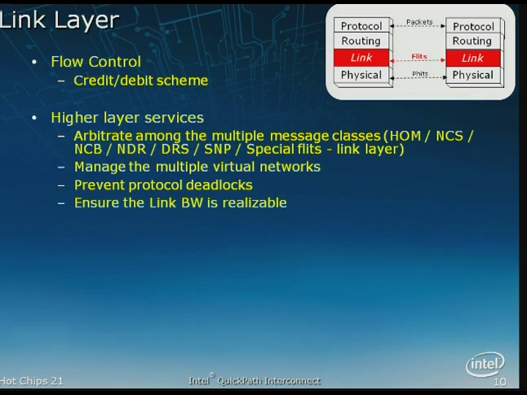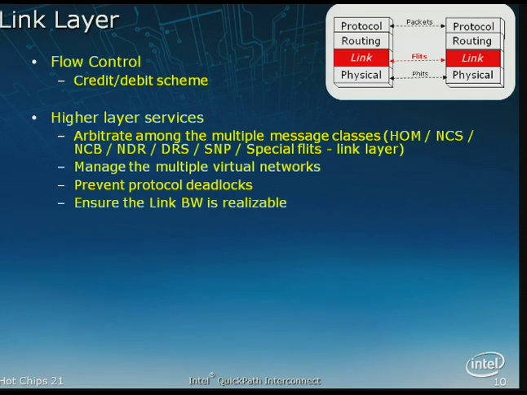At the protocol layer, there's a dependency across all message classes. And we basically have a dependency diagram. But at the link layer, we have to guarantee that all protocol messages do not deadlock. So the link layer has to be fair across all message classes.